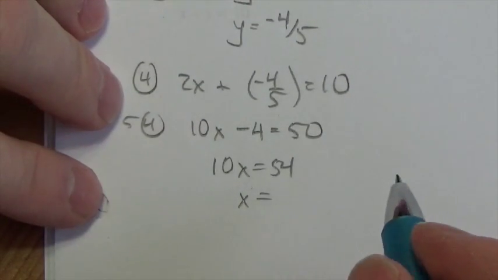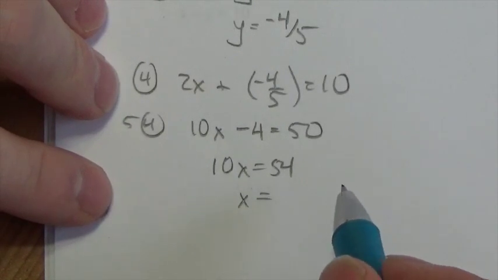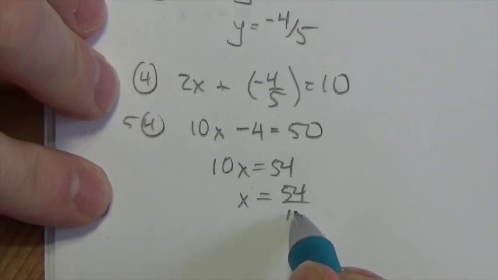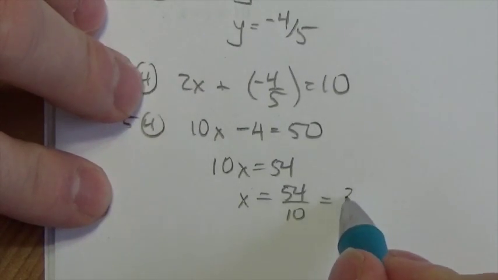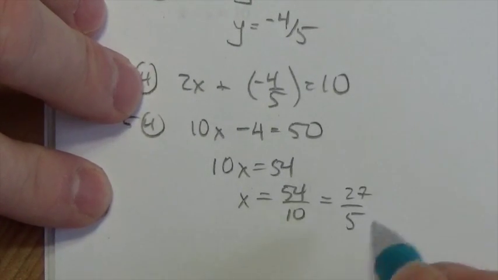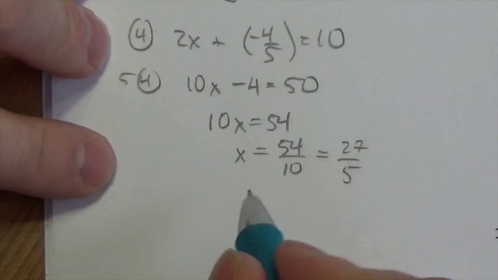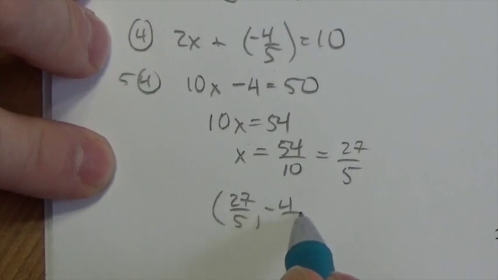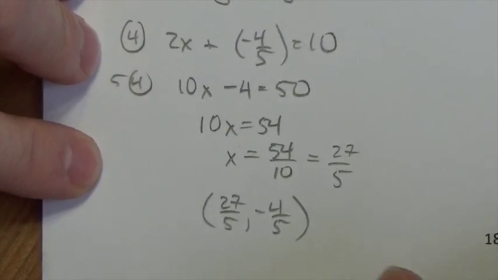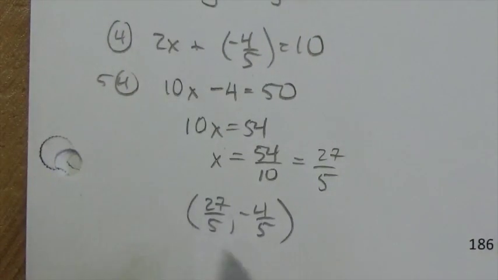Okay, so 54 divided by 10, that's what we get here. Those have both got a common factor of 2, so that's going to be 27 over 5. That's an awkward looking number. So the point that I have here is 27 fifths comma negative 4 fifths. Well, that is not a particularly friendly looking little equation there.